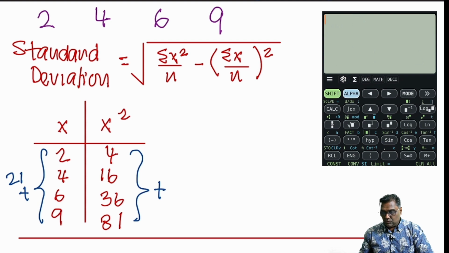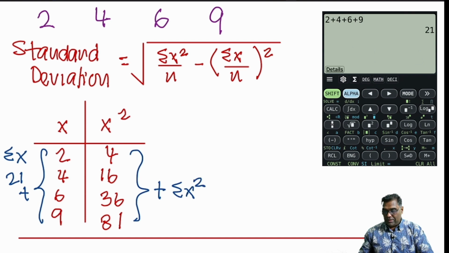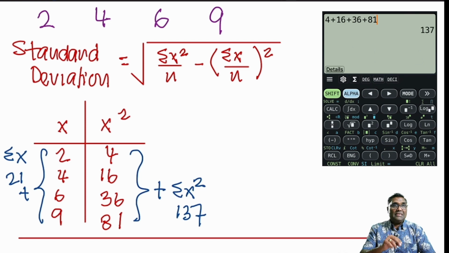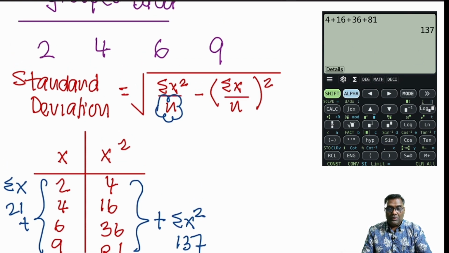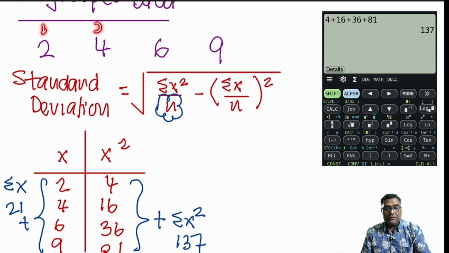So let's start. 2 plus 4 plus 6 plus 9. I get 21. So this is what we refer as sum of x. Now I come to the keyword sum of x squared. What is sum of x squared? 4 plus 16 plus 36 plus 81. 137. This is how I get the sum of x squared. The n, I think I remember telling you, how many number of data are there? 1, 2, 3, 4. So I already know the n is 4.